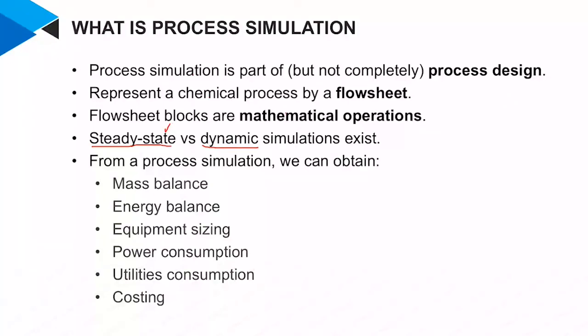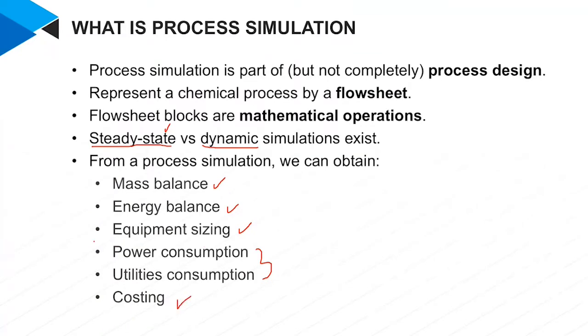So from a process simulation, we can get mass balance, which is the most basic concept of chemical engineering. We can have energy balance, the second most basic concept of chemical engineering. We can have equipment sizing, which is needed to actually buy the equipment to install in the plant itself. You can get power and utility consumption, which is required to get the operating costs of some plant that I want to build. And finally, the costing.